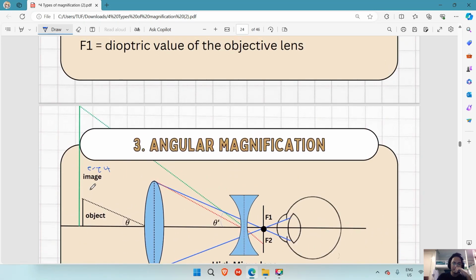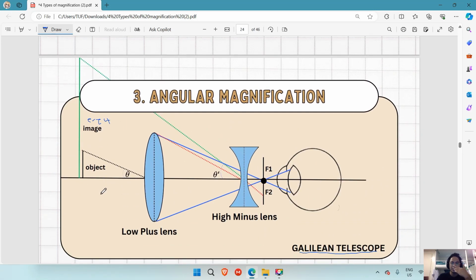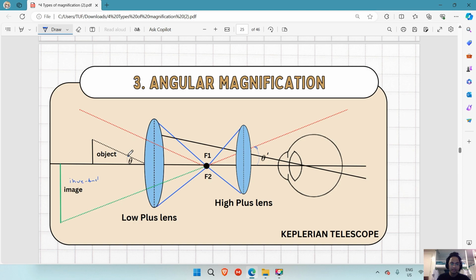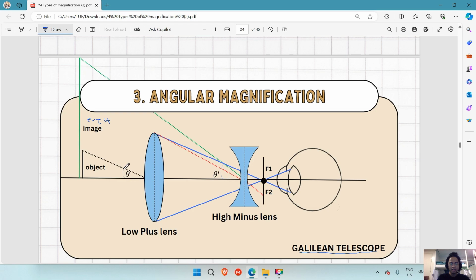So what is angular magnification in an essence? So unlike the RSM, RDM, and the PM, angular magnification is actually the ratio between the angular sizes that are produced. So this is our first angle, and this is our second angle. This is for the Keplerian telescope. And for the Galilean, this is the first, and this is the second.